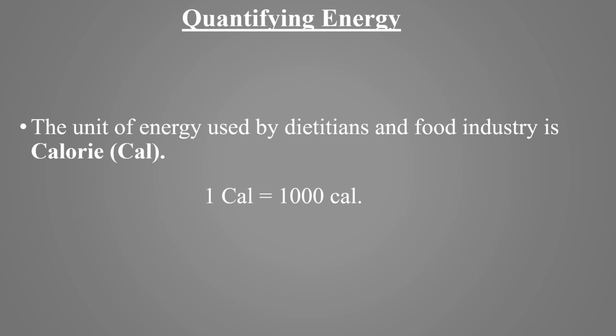This is also good to know that we have another unit of energy which is used by dietitians and the food industry. It is also called calorie, but the difference is that this calorie is written with uppercase C, and just by making it uppercase C, it becomes like a kilo, or 10 to the 3. So one uppercase Calorie is equal to 1,000 lowercase calories.